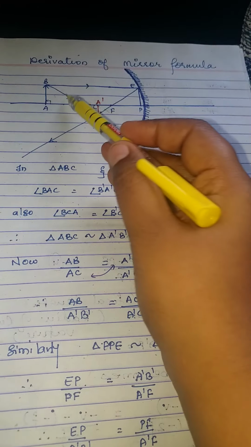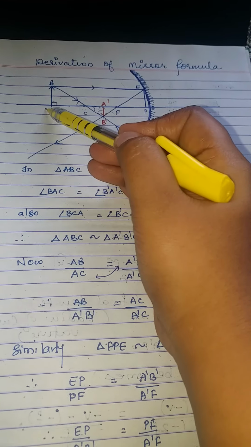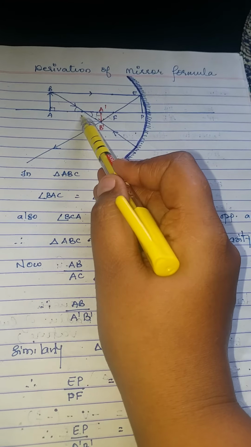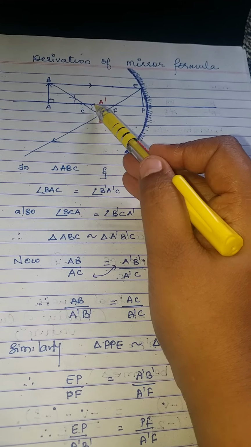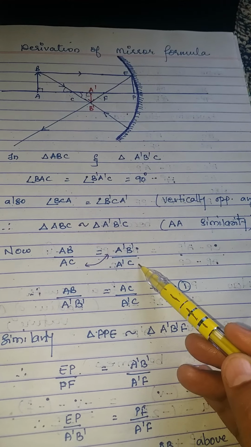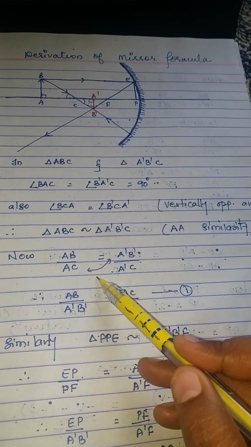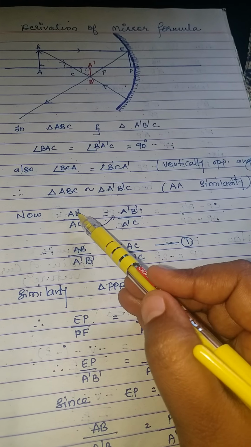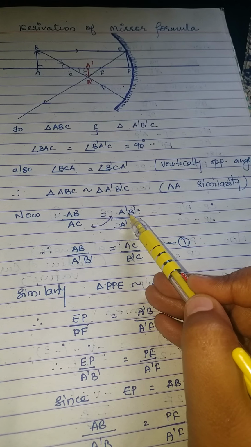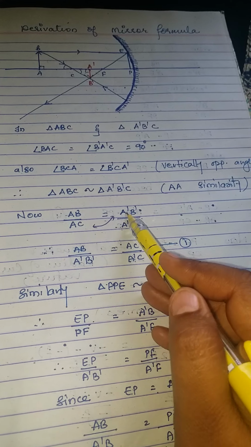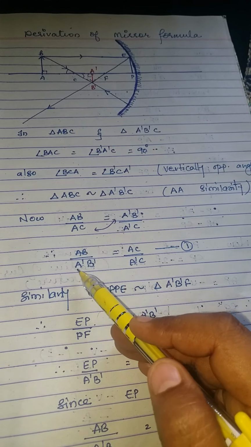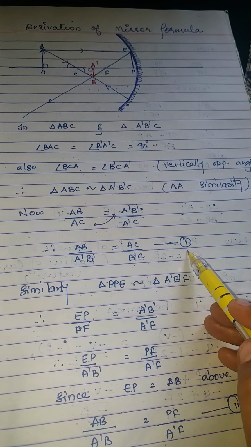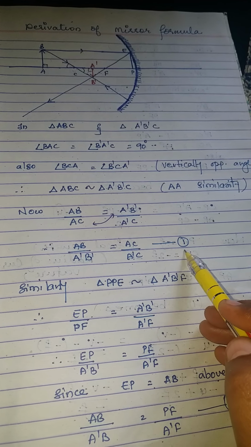Now if they are similar, then what can I write down? Height upon base, right? So AB upon AC is equal to A dash B dash upon A dash C, right? Now what I have done, I have interchanged the numerators and denominators. So here A dash B dash will come here and AC will go here. So AB upon A dash B dash is equal to AC upon A dash C. Mark it as equation number 1.